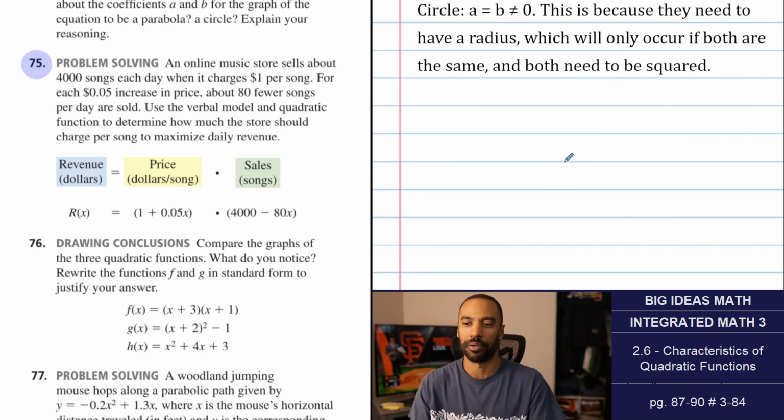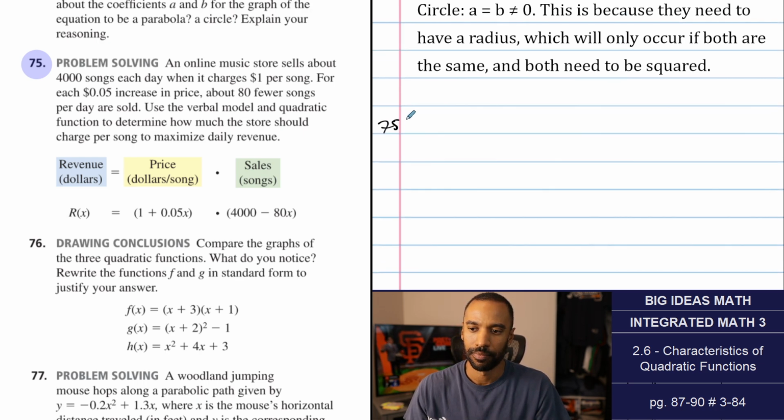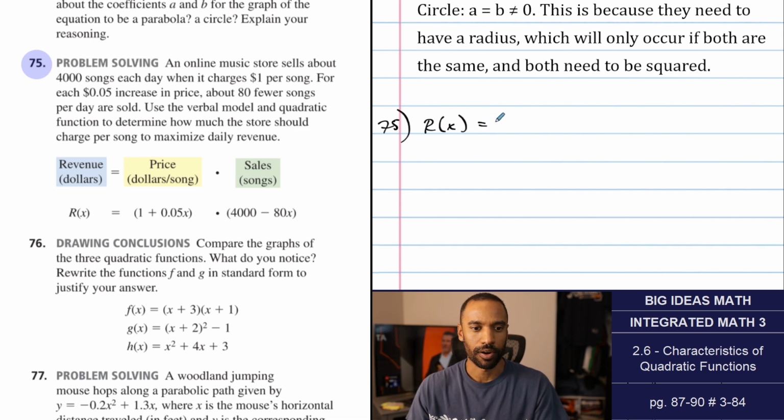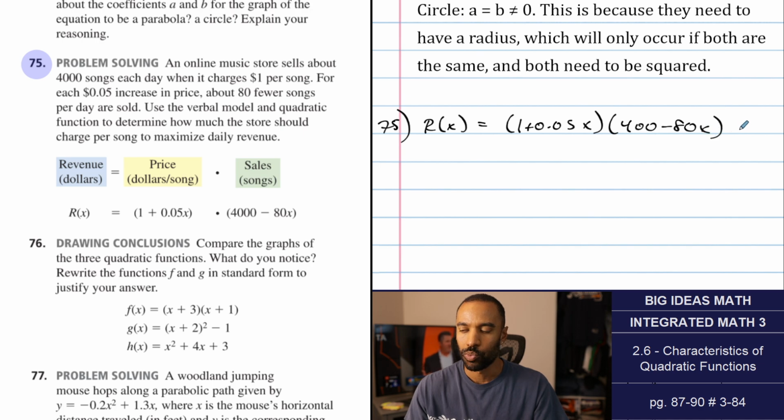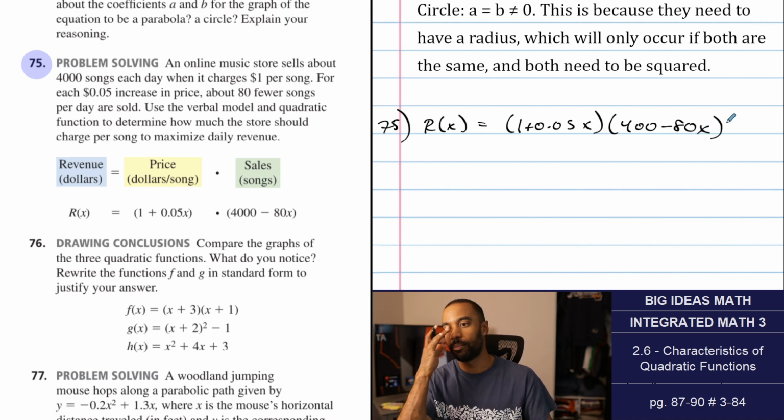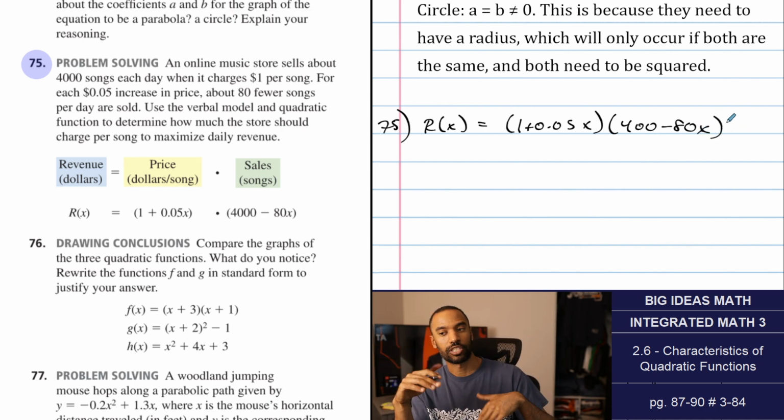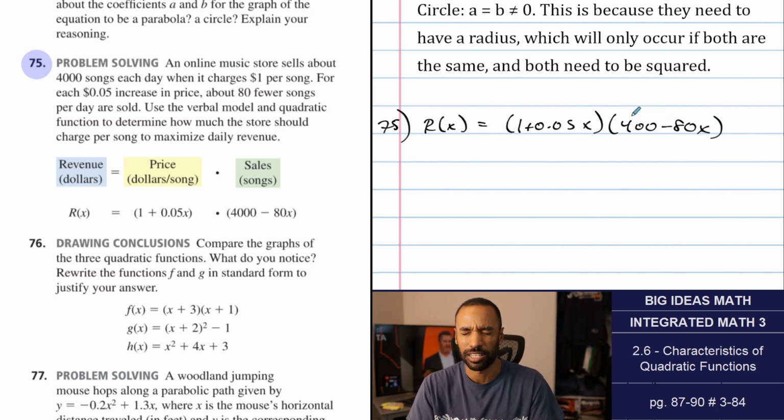Let's see what we want to do here. So number 75, they have revenue in dollars, R sub X, and we want to maximize that. So we have 1 plus 0.05X times 4,000 minus 80X. So we have options. We can either write this in standard form and use negative B over 2A, or factor out some values and get it in vertex form, or get a factored form out from that.